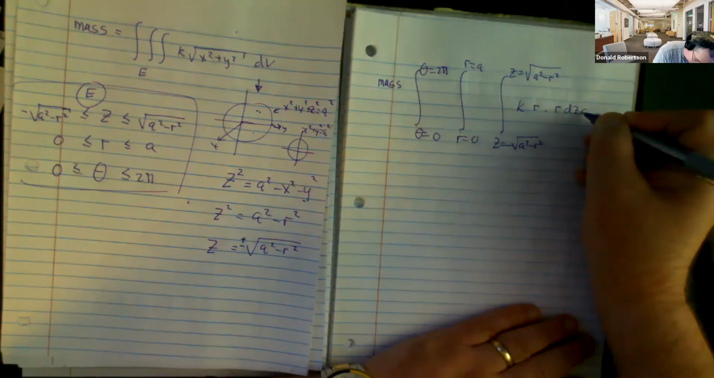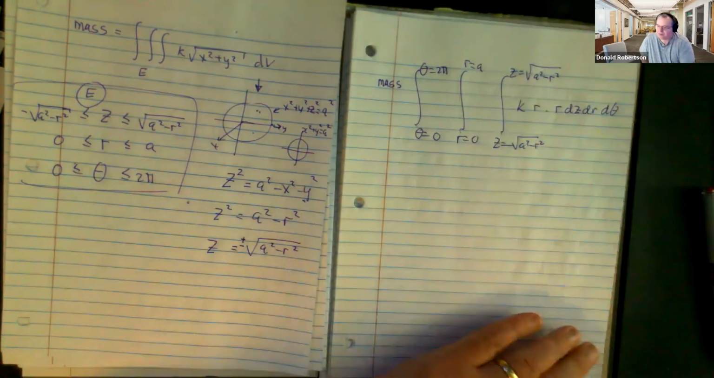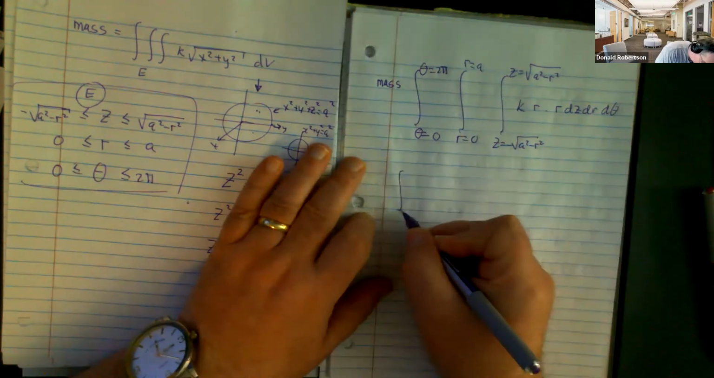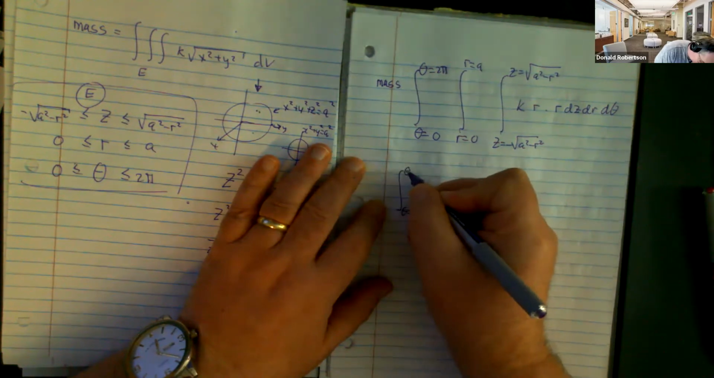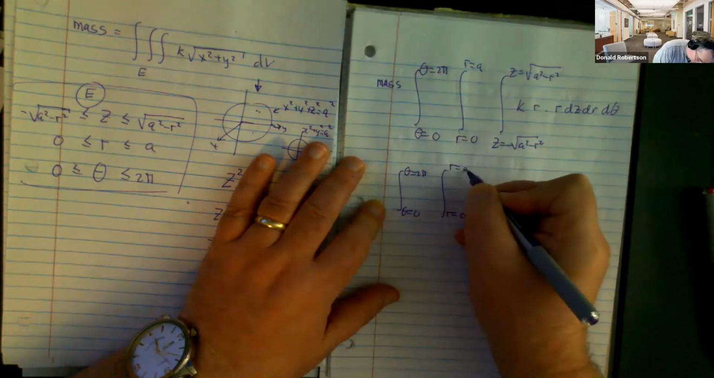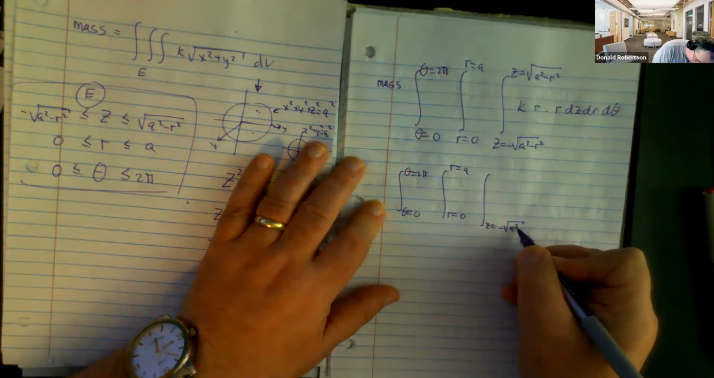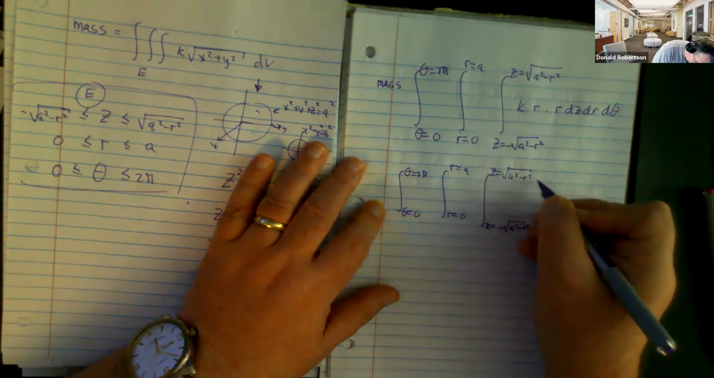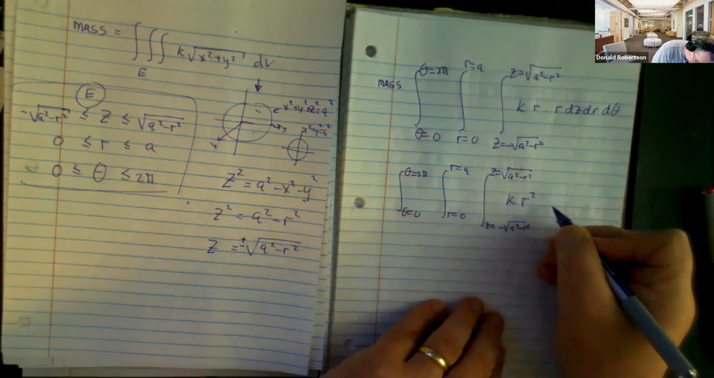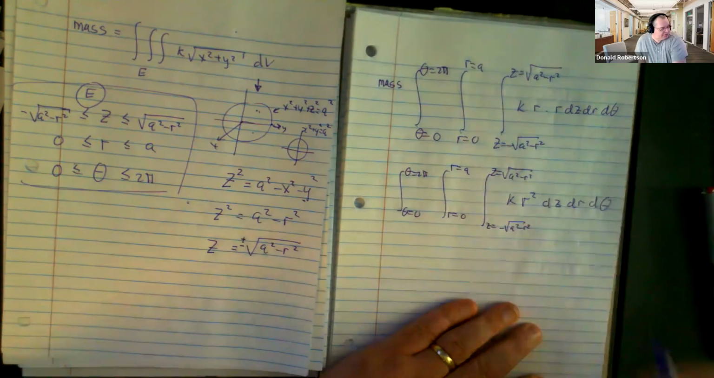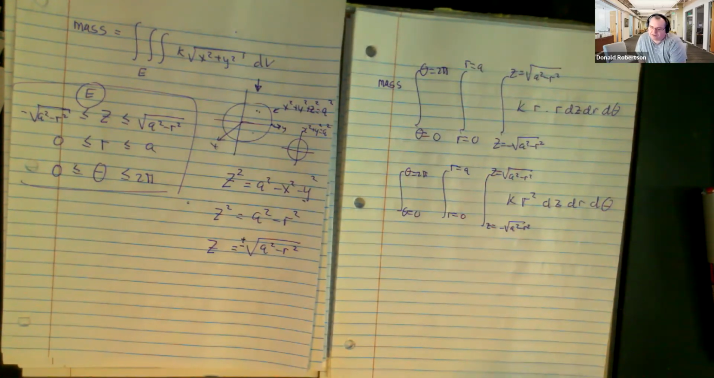And then don't we have another r, dz, dr, d theta? Remember the extra r because of the cylindrical. So it looks like we're going to go from 0 to 2 pi, from 0 to a, from ugly z to just as ugly z, of k times r squared dz dr d theta. You still with me?